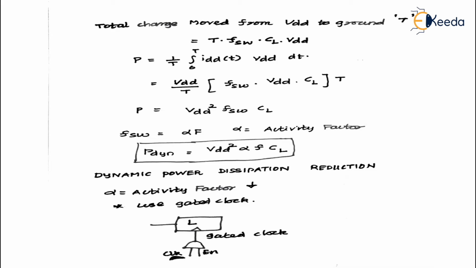Okay, so that means it is rising one time and falling one time. So the activity factor is 1. And I have a clock period of 5 seconds.